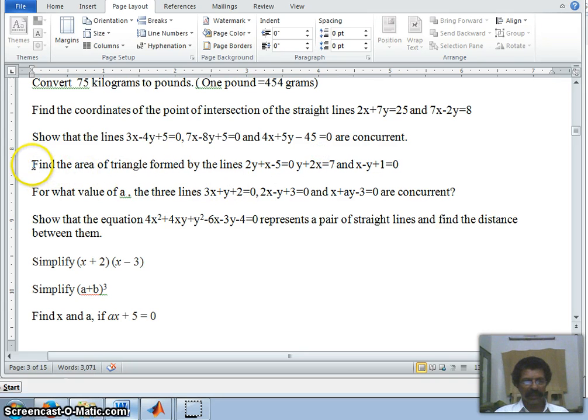The next one, the second question: find the area of the triangle formed by the lines 2x plus 5 minus y equal to 0. This is one line, and this is another line, and this is the third line. Now we will get a triangle, and we have to find the area of the triangle which is formed by the three lines. Right, as usual I copy this.